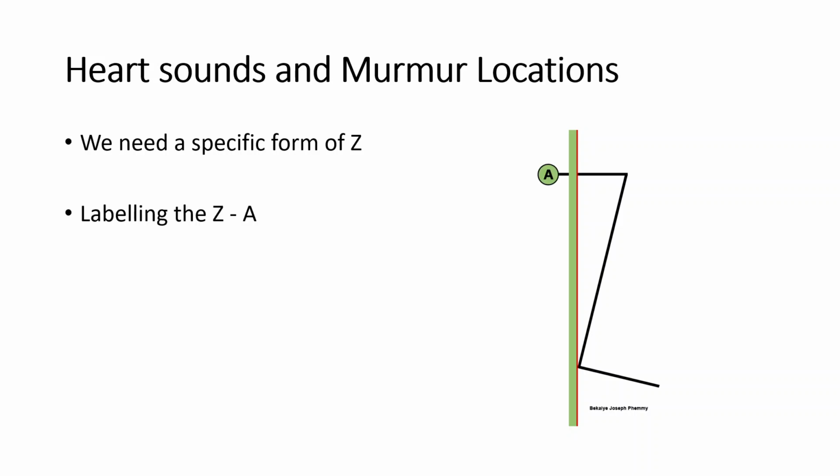So now we label it APTM. A, the aortic area, which is second intercostal space to the right, that's the right sternal border. P is pulmonary area, which is what? Second intercostal space, but on the left. Then T for tricuspid area is in the fourth intercostal space, left sternal border. And we have M, the mitral area, that is at the apex of the heart. That's the fifth intercostal space, mid-clavicular line.